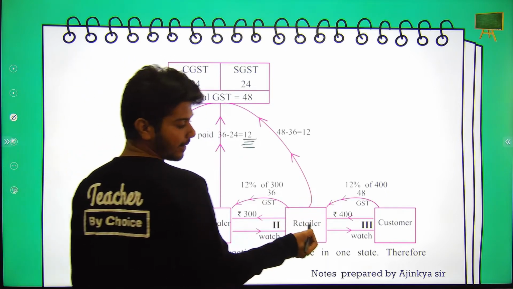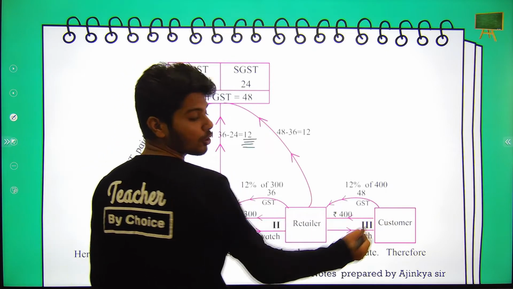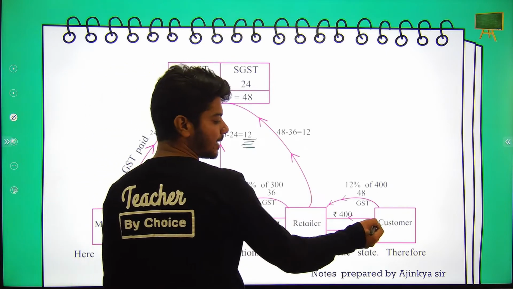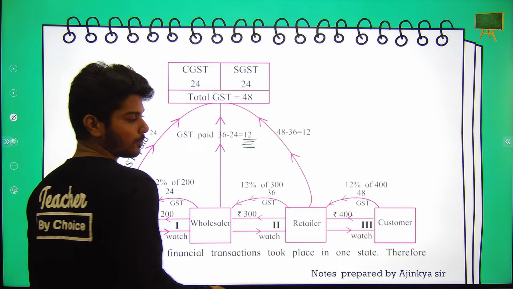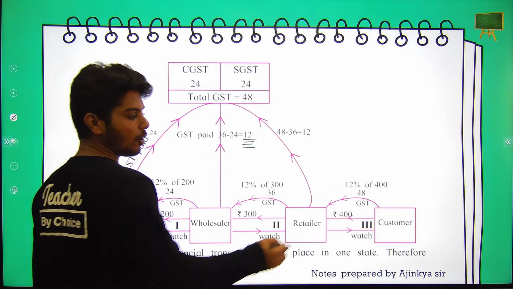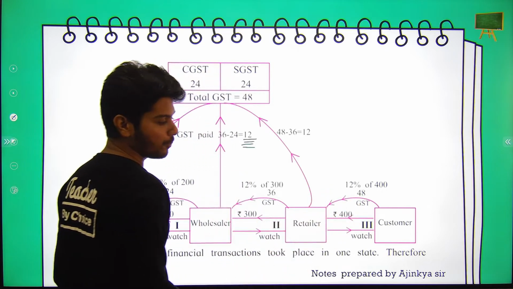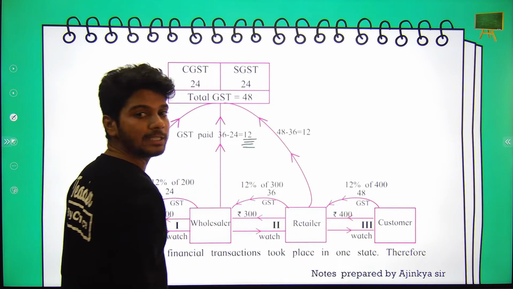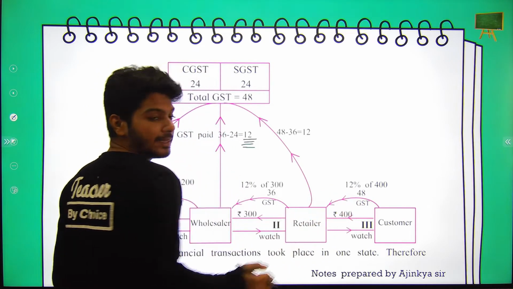What is the retailer doing? He is selling the watch to the customer. He is collecting 400 rupees from the customer, out of which he will be charging 12% additional on the price, which is 48 rupees. 48 rupees is the additional amount received by the retailer.